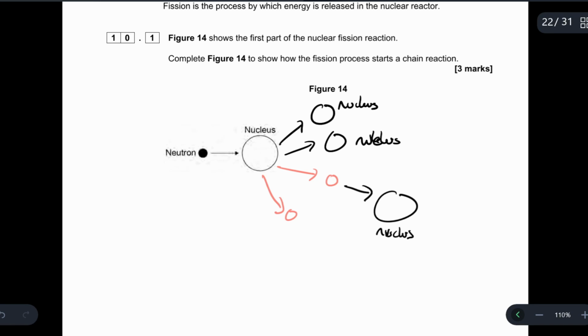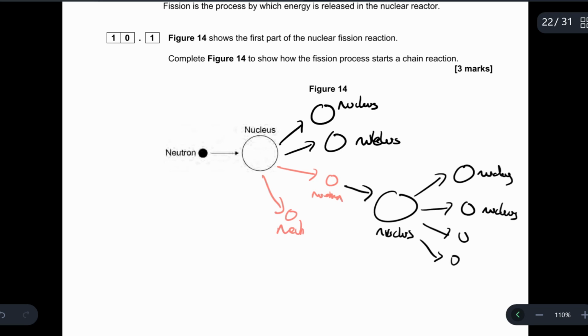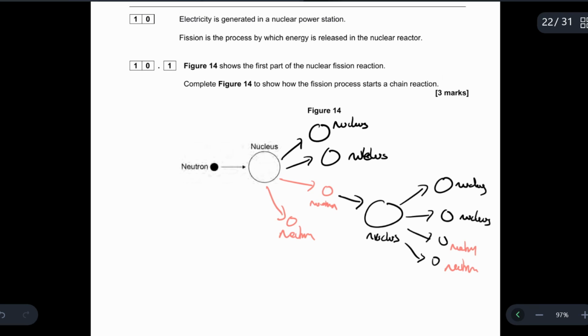Got a nucleus down here. And then again, you get this whole process going on where you've got the two daughter nuclei, or the children nuclei, being produced, and you also get your neutrons being produced. So again, it was worth actually labeling all of these. This is a neutron, this is a neutron, that's a neutron, and that is a neutron. And for your 3 marks, that should be enough.